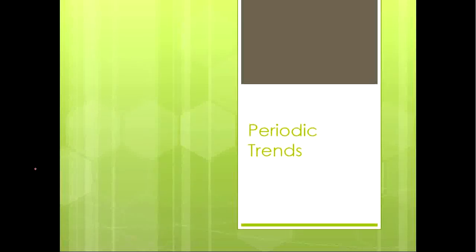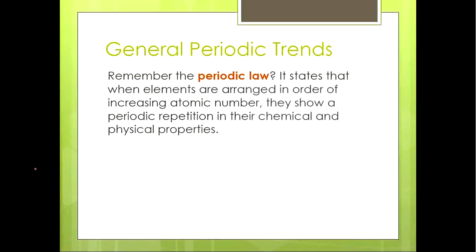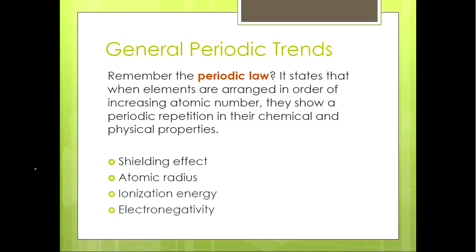In this video, we're going to talk about periodic trends. Throughout this entire unit, we've talked about different types of trends and patterns that we can see using the periodic table. These patterns exist because of the periodic law. When the elements are arranged in order of increasing atomic number, they show a periodic repetition in their chemical and physical properties.